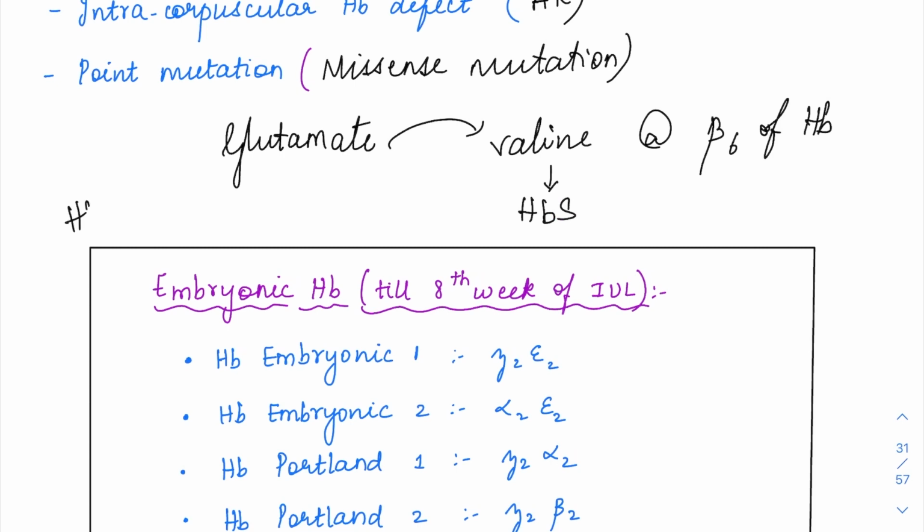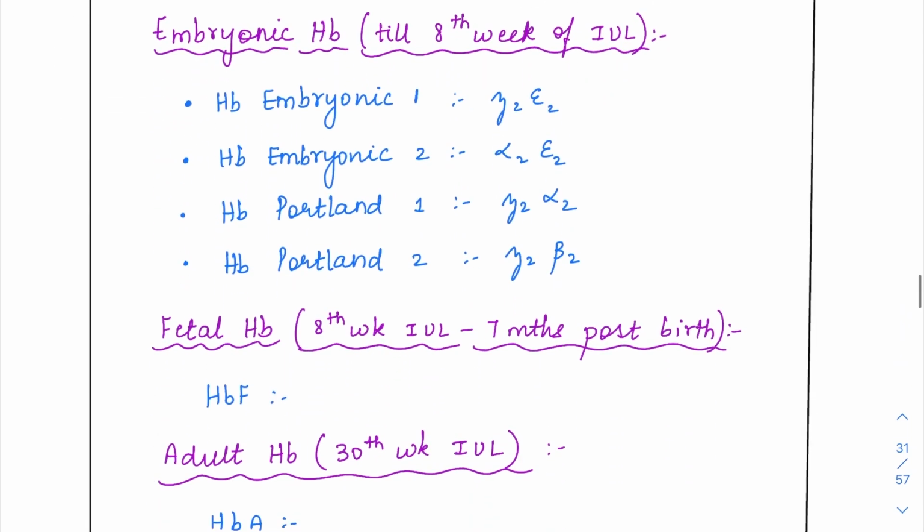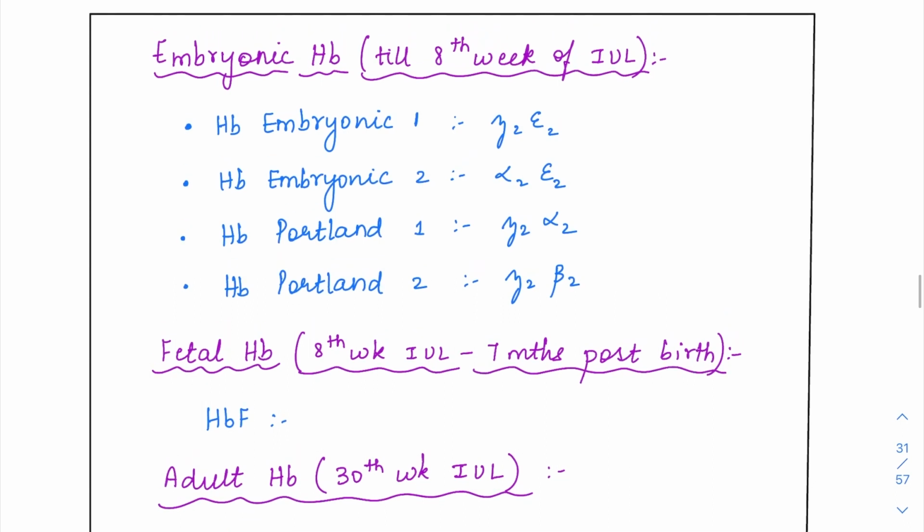This missense mutation, this change in amino acid, is going to lead to the formation of HbS. Normal hemoglobin is HbA, which is alpha 2 beta 2 chains, while this is HbS, wherein everything has been changed by changing a single amino acid, right? Now let's see about the various hemoglobins which we know of.